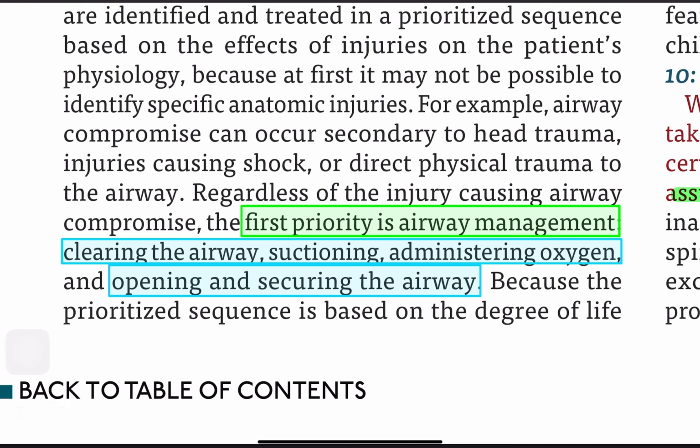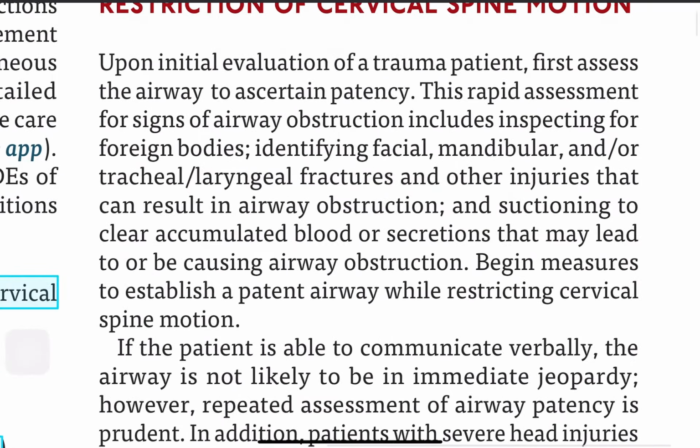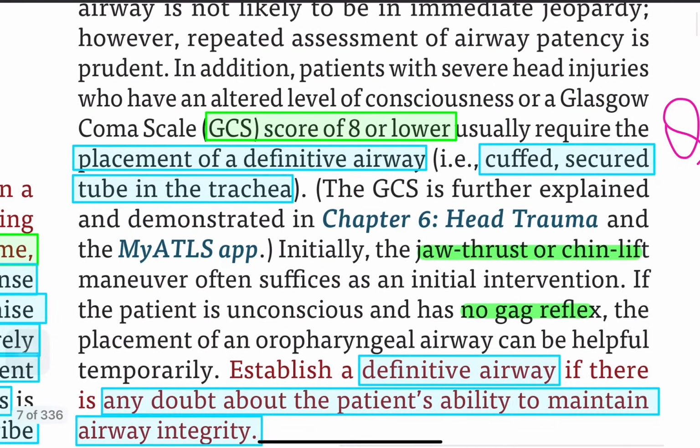In airway management we can do clearing the airway, suctioning, administration of oxygen, and opening and securing the airway. This is a very important line. If the GCS score is 8 or less, we have to place a definitive airway, that is a cuffed secure tube in the trachea. The number is important: GCS is 8 or less, so you have to do a definitive airway.